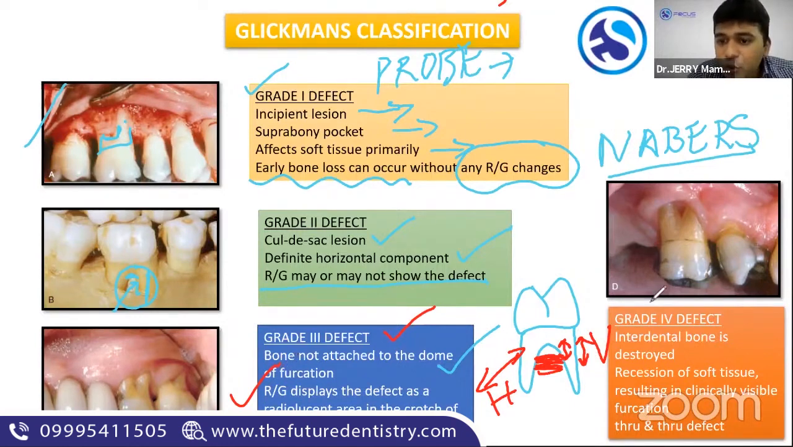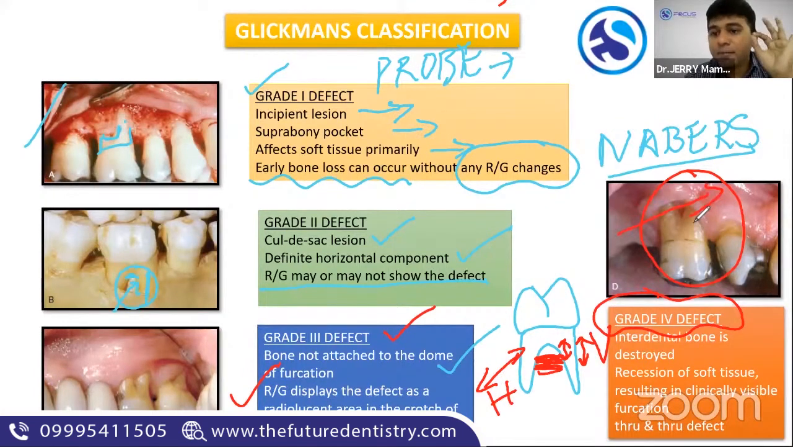And finally, you have the grade four defect. Grade four defect is what? As you see the tooth itself, you will be able to see the furcation through and through. That means from the buccal side, when you look, you will know that the bone is destroyed and there is recession of the gingiva, which makes it clinically visible. Whereas here, can you see this defect is filled with soft tissue? Here it is open. It is not filled with soft tissue. So it is a through and through defect.